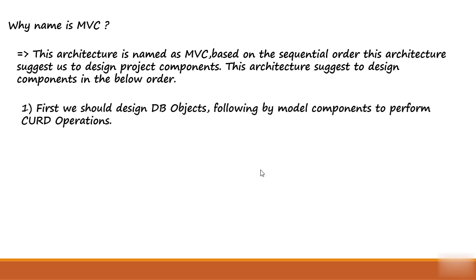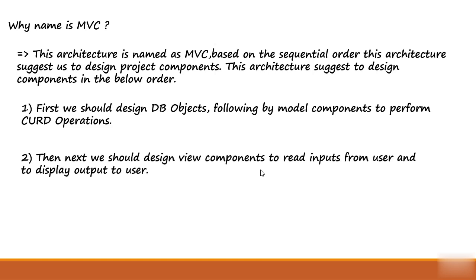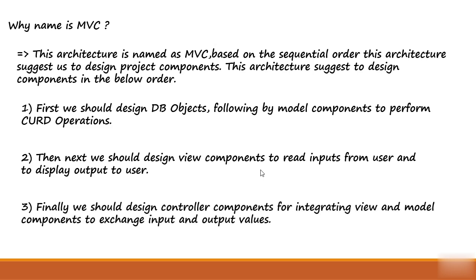First, we should design database objects followed by model components to perform CRUD operations. CRUD operations are nothing but create, update, read and delete operations. We will see what those are and how to do this with examples in our next videos. Then next, we should design view components to read inputs from the user and to display output to the user. Finally, we should design controller components for integrating view and model components to exchange input and output values.